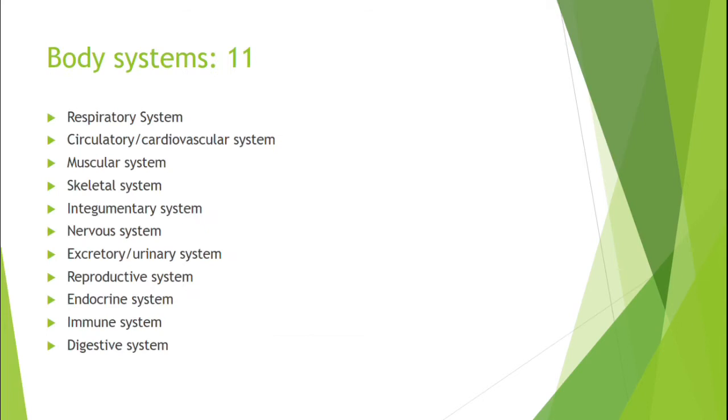Moving from the organ, we have the organ system called the body systems, and these are the 11 different body systems human beings have. We have the respiratory system, circulatory, also called the cardiovascular system, muscular system, skeletal system, integumentary system, nervous system, excretory, also called the urinary system, reproductive system, endocrine system, immune system, and the digestive system.